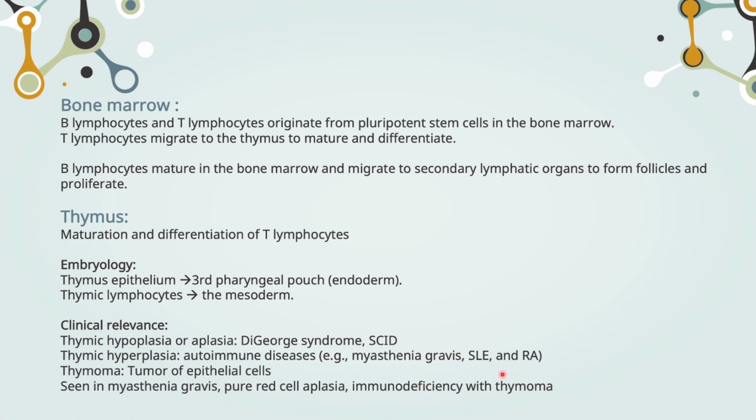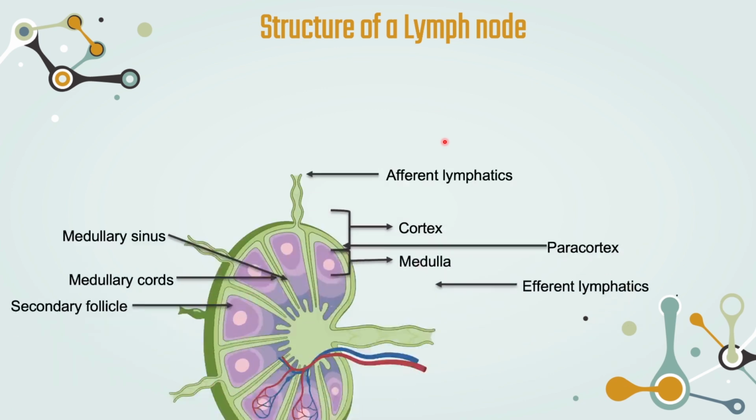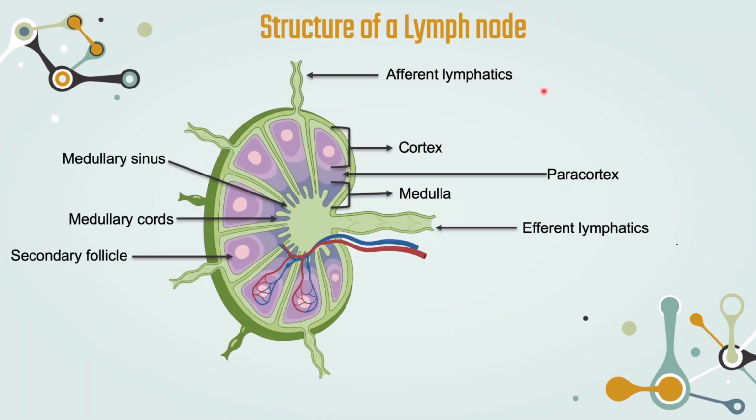These three are super high yield and associated with thymoma. So now let's talk about the structure of a lymph node. Now, this is afferent lymphatics. This is where the lymph node receives the lymphatic fluids, all right? So it comes from the afferent lymphatics and then it leaves from the efferent lymphatics. The lymphatic fluids come from here and leave through here, all right?